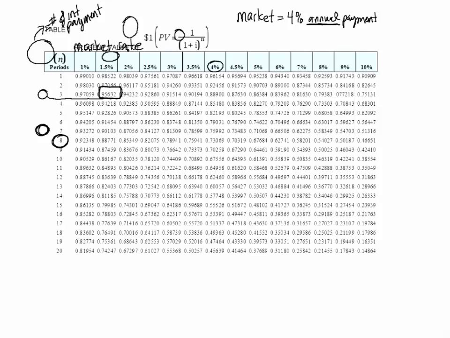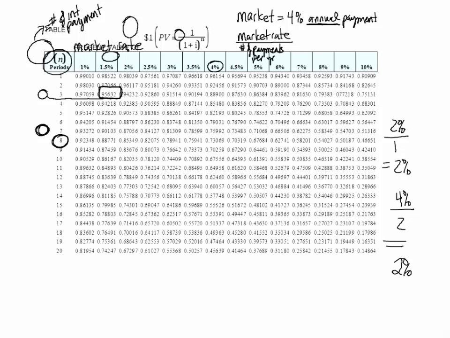Semi-annual. So the rate we want is the market rate divided by the number of payments per year. Previously, remember, the market rate was 2%, and we divided by the number of payments, which is equal to 1. So that's still equal to 2%. But now the market rate is 4%, and the number of payments per year is 2. So that is going to be equal to 2%.